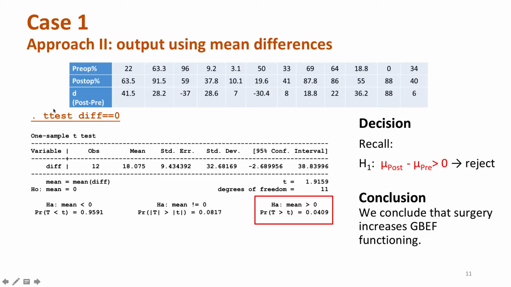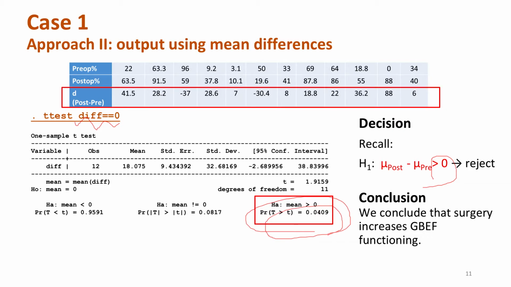Okay, so for the second approach, we're using the mean differences. So now we're just doing the t-test, difference equal to 0, and then this is the result. Because the way we define difference is post minus pre, and this one is greater than, here we're choosing greater than. Then we have the conclusion here.